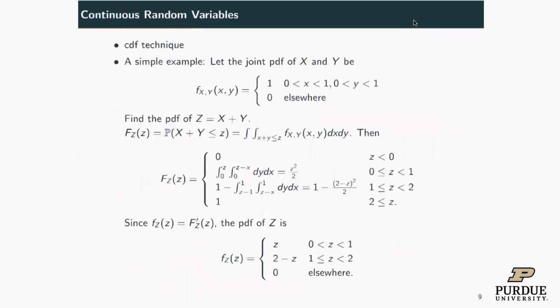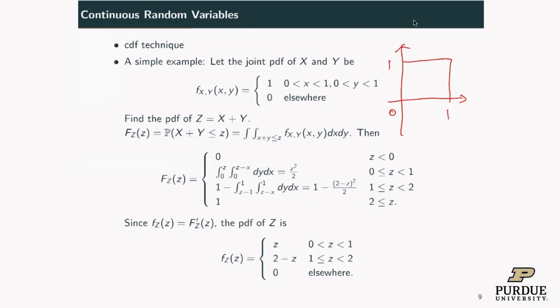Continuous case. So for the continuous case, it's more involved. First, let's talk about a technique called the CDF technique. So let's consider this example. The joint distribution of x and y is uniform. So the support is here, 0, 1, 1, inside this triangle. So this is the support for x and y. It's uniform, so it's a constant, 1. The problem is asking you, what is the PDF of z equals x plus y? So what is the distribution of z?